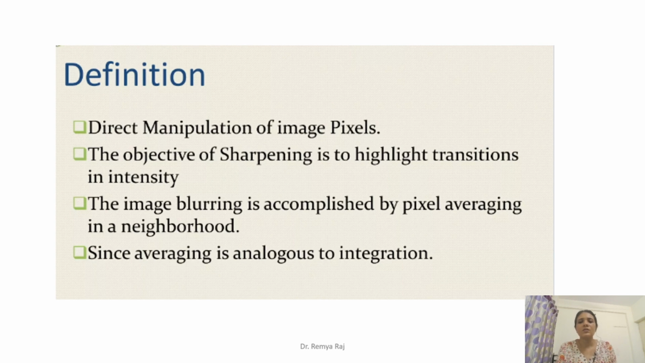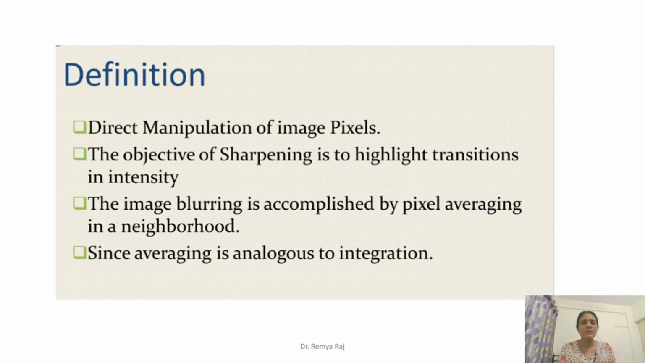So the definition: it is a direct manipulation of image pixels. The objective of sharpening is to highlight transitions in intensity. That means the transition from a lower intensity level to a higher intensity level, or edges, like maybe a line in an image or edges in an image. All those transitions can be detected easily with the help of the sharpening filters.